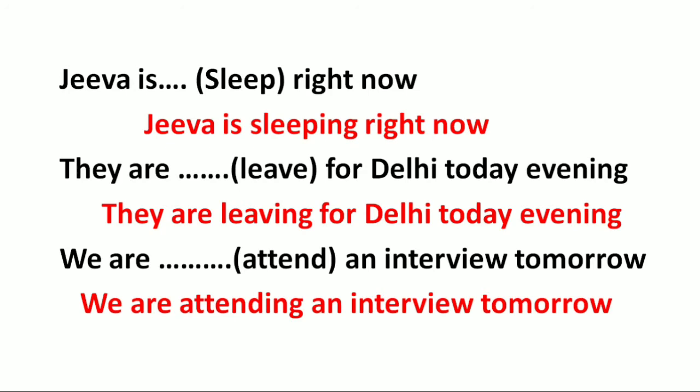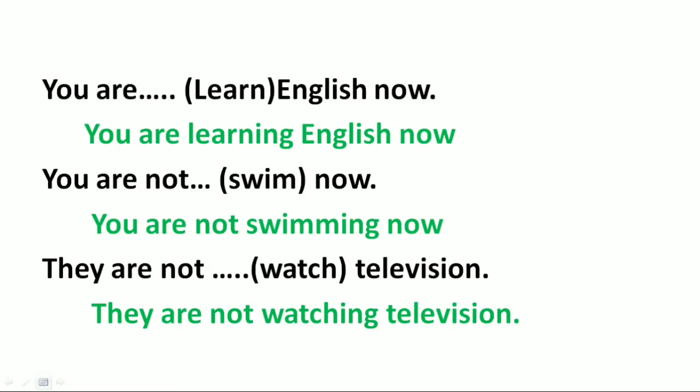We are attending an interview tomorrow. Because "we" here is used as a plural subject, "are" comes in that position as the auxiliary, and the ing form of the verb, attending, is used. Then let's see some other examples here.